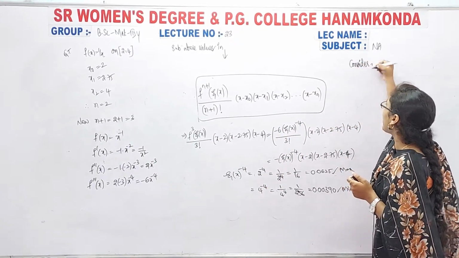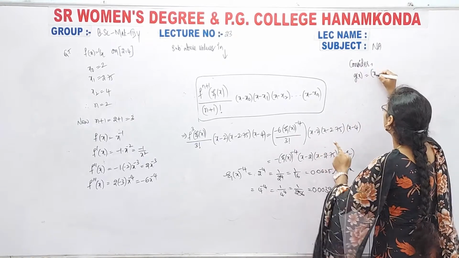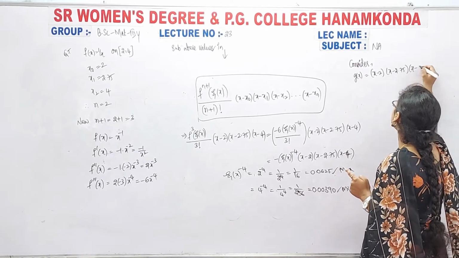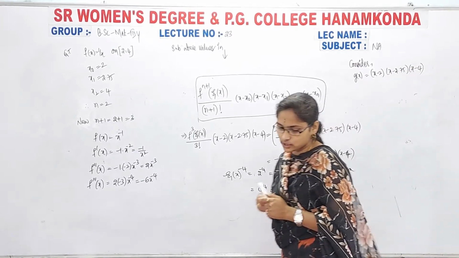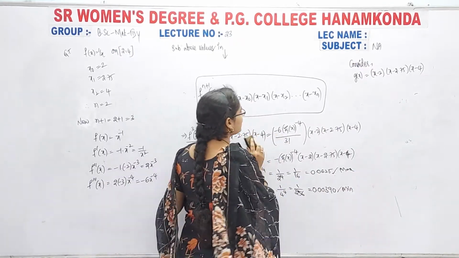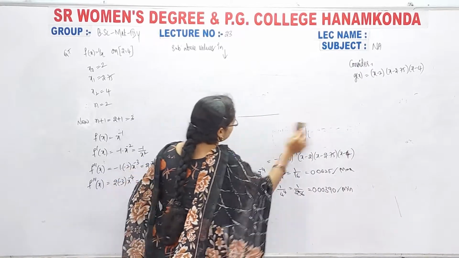For this, next let us consider the error. Here I am calculating g of x, which is nothing but (x minus 2)(x minus 2.75)(x minus 4). Now we simply have to calculate the polynomial equation, and after that simply substitute the required values.